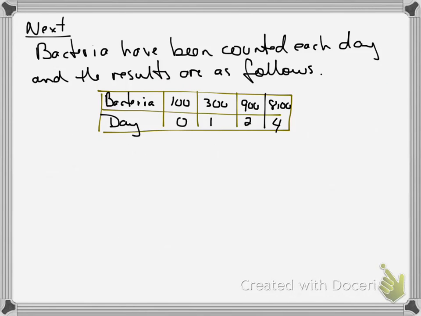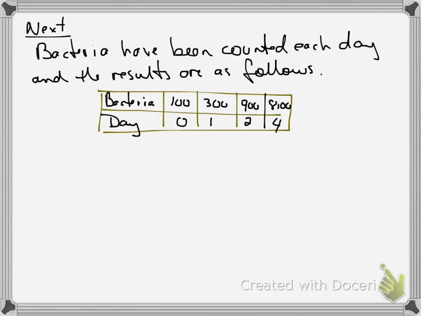Okay, here's the next type of question that you'll encounter in this exercise. Now, I've made a real short question here. It says bacteria have been counted. It could be bacteria in a wound, bacteria in yogurt, don't care. But bacteria has been counted each day, and the results are as follows. So at day 0, there's 100 bacteria, day 1, 300, etc.